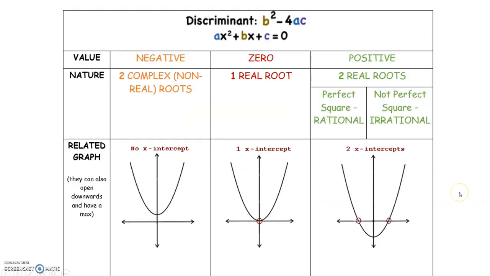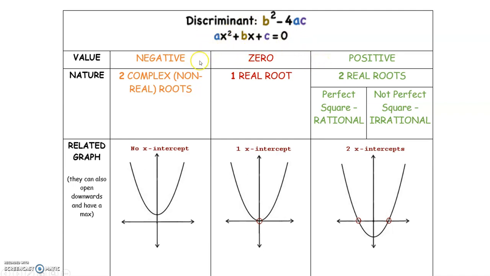So let's go a little bit more into detail by using this flowchart that's created here. So first, after you get your a, b, and c values and you plug it into the discriminant formula, you're going to get a number back. You're going to look at that number. Is that number negative? Is that number 0? Or is that number positive?